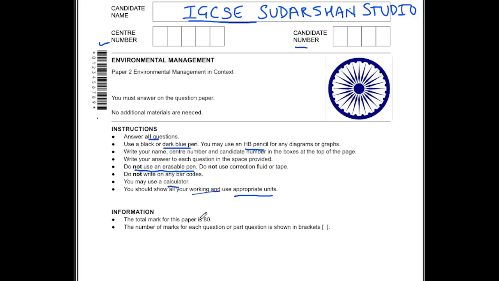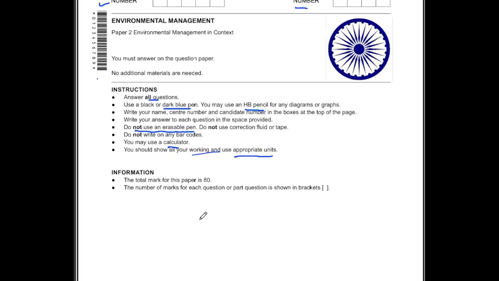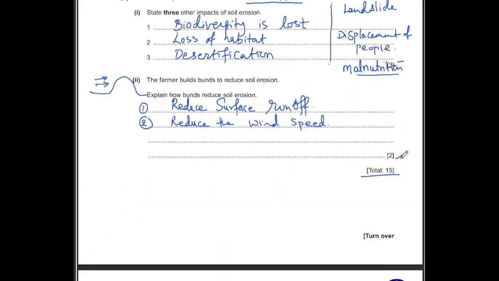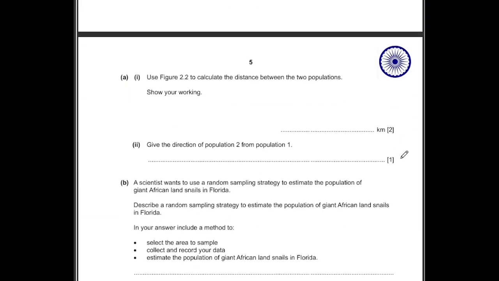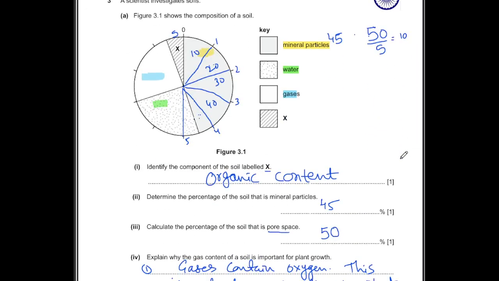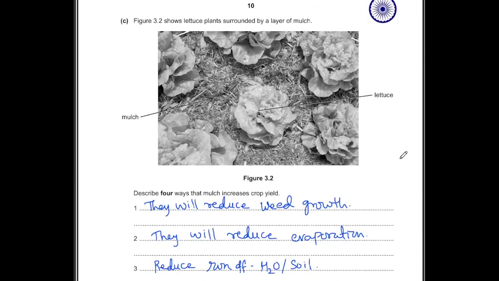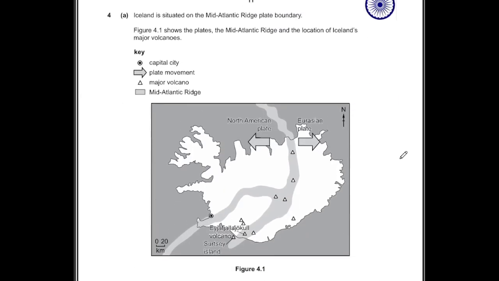The duration of this paper is 1 hour 45 minutes, by the way, and this is Paper 2, an 80 marks paper. At the end of every question or every part of the question you will see the marks, the total marks. We have covered question 1, question 2 and question 3 also. So we are going to do question number 4 today, and let's see the fourth question.